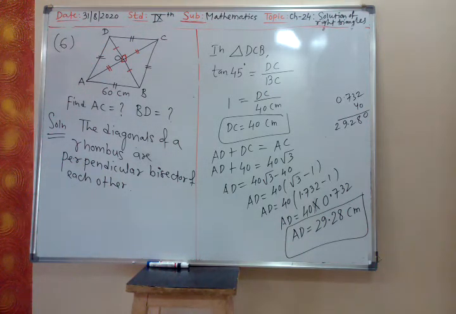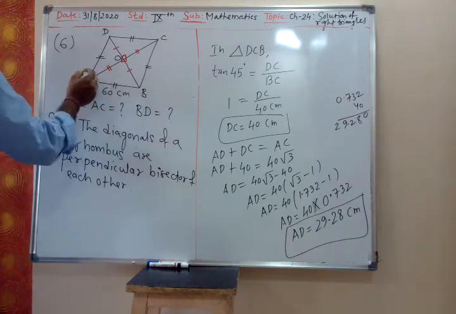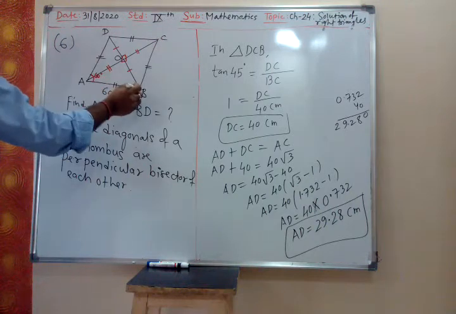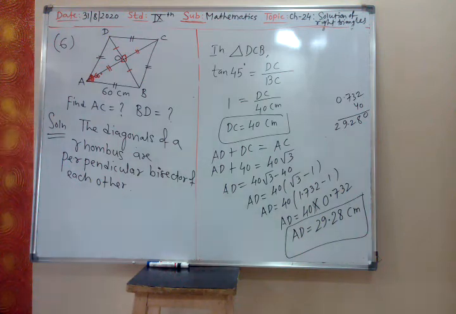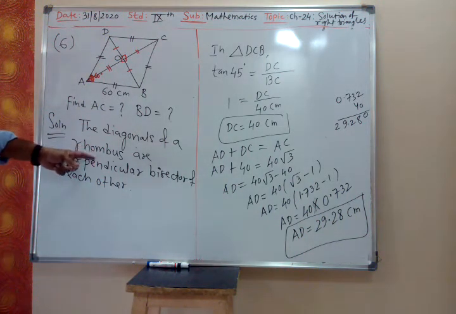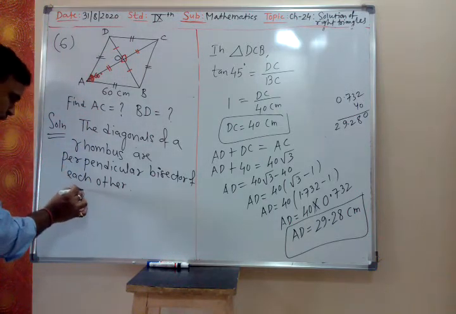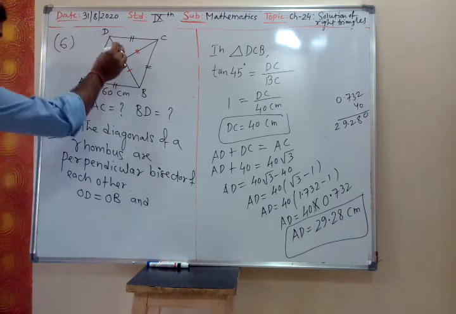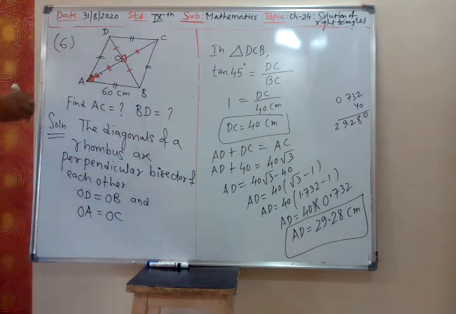So you will get what is given along with this. We are given angle BAD, and this angle is 60 degrees. This you remember. The diagonals of a rhombus are perpendicular bisectors of each other, which means OD is equal to OB and OA is equal to OC.